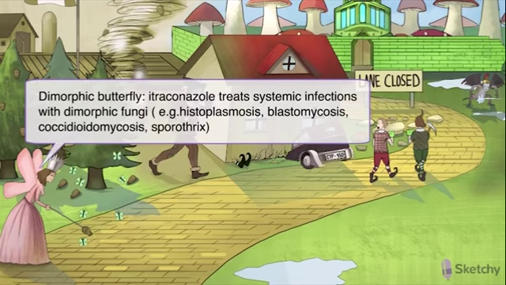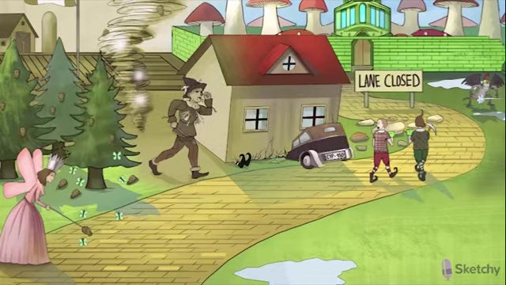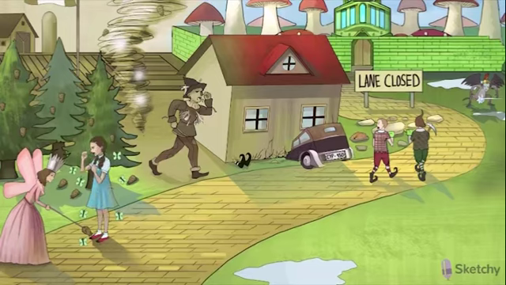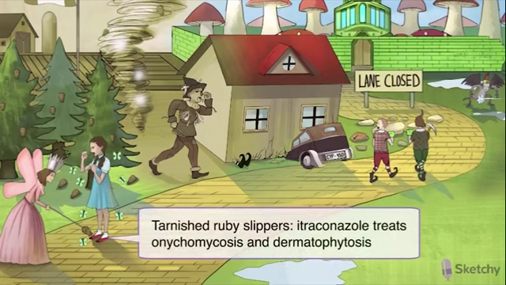The good witch is seen here casting butterflies to cure Dorothy's systemic mycoses, namely histoplasmosis, blastomycosis, and coccidioidomycosis. And don't forget sporothrix. Probably something she picked up at the farm. Remember, itraconazole for those fungi with two iterations, in other words, dimorphic fungi. She's also touching her cone wand to the toes of Dorothy's ruby slippers. Well, not really ruby this time, but kind of black, to remind you of itraconazole's extensive use in the treatment of onychomycosis. It's also used to treat dermatophytes.